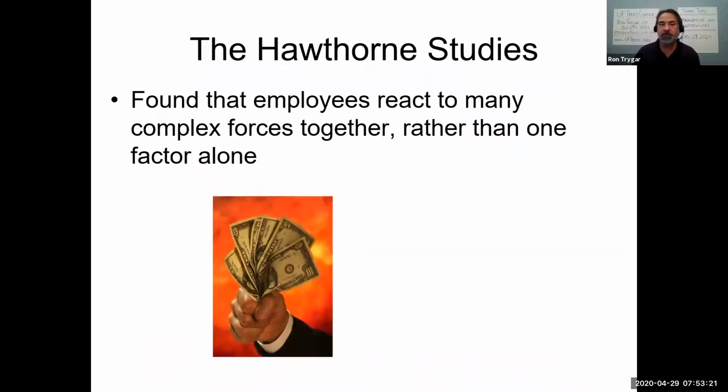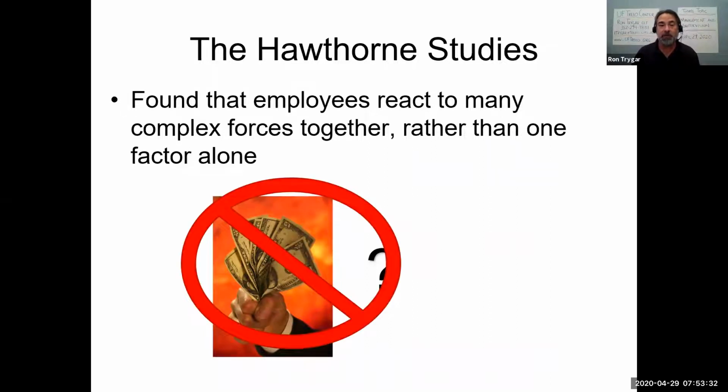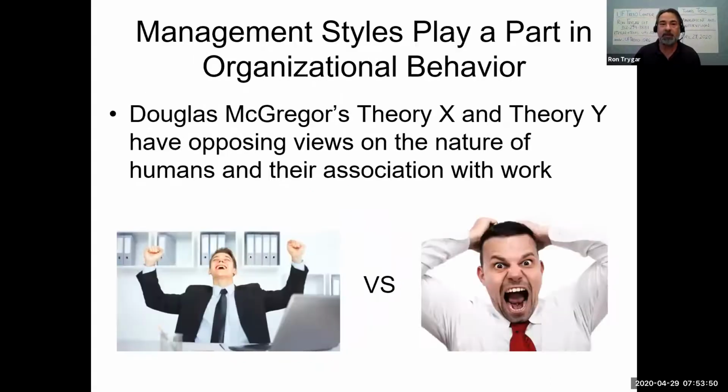So the Hawthorne studies found that employees react to many other complex forces rather than just one factor alone. So it was not always about the money, as you see here. There are other factors. Other factors include the job site, the working conditions, the things that are being used to make the product, the safety and the health of the employees, and the employer looking out for them. That was something that became very important. Again, you can kind of trace some of the roots of unionization back to the Hawthorne studies, or even before that.